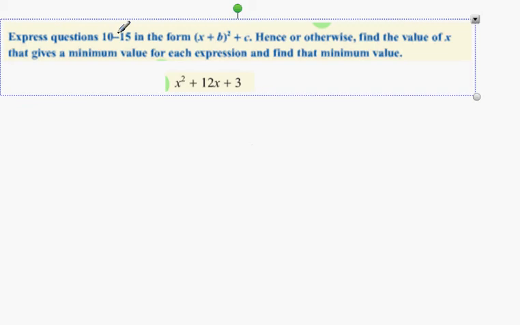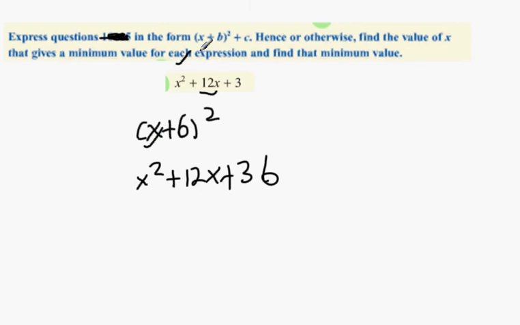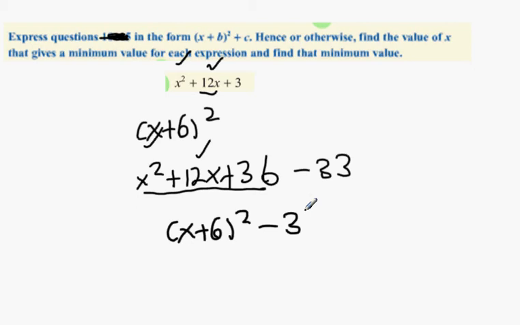Express this question, obviously edited out, in the form (x plus b) squared plus c. Hence or otherwise, find the value of x that gives a minimum value for each expression, and find that minimum. Half the second value and you get (x plus 6) squared. Multiply it out, we get x squared plus 12x plus 36. The x squared is right, the 12x is right, but the 36 is wrong. Put a minus 33 at the end to fix the problem. Then turn this back into (x plus 6) squared. So you're going to get (x plus 6) squared minus 33. That gets you 10 out of 15 marks.